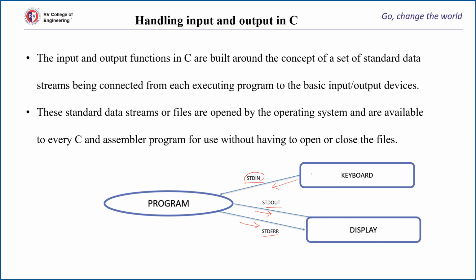So, when a user enters any key from the keyboard, it goes to the stream, that is standard in, and from the standard input it goes to the program. Similarly, when the program displays something, it first goes to the standard output, and from the standard output the data is sent to the display. The same thing happens with the error too.